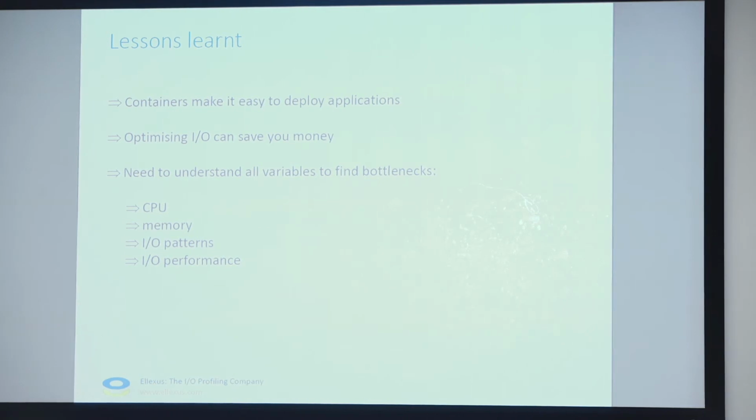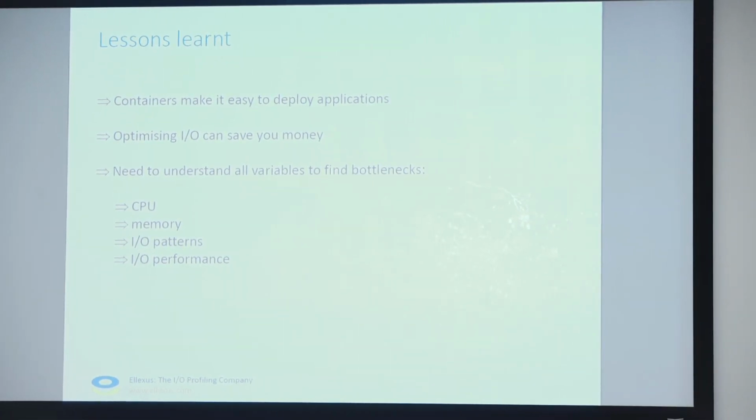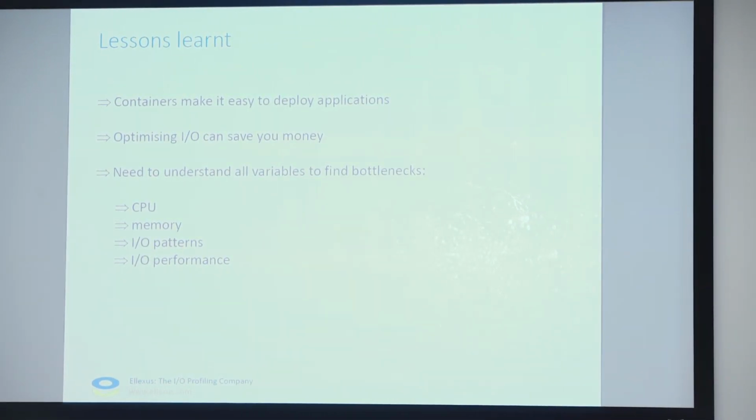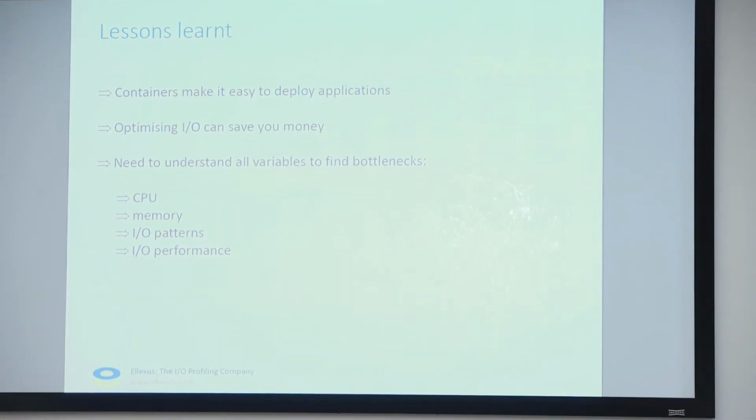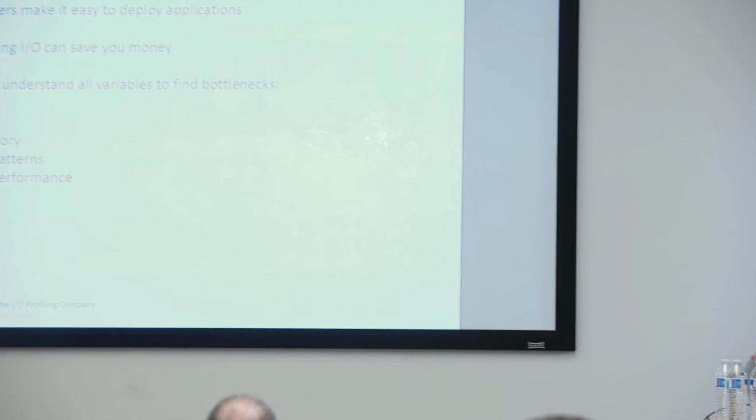So, what have we learned? So, containers make it easy to deploy applications. I think we all knew that. I think that's why you're here. Optimizing I/O can save you money and can also save you time if you proactively profile your workloads and catch those bad I/O patterns before they become a problem. But you need to actually look at all variables in order to really understand the application. So not just CPU, not just memory. You need to look at the I/O patterns and the I/O performance.